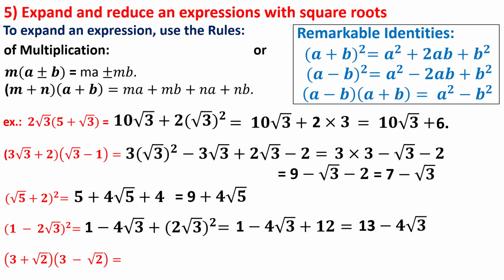In the last one, I should not apply all for all here. Please pay attention. Yes, I have two binomials multiplied together, but I have the same terms in the first and the second binomial. Between them I have plus and minus, so here I apply (A plus B) times (A minus B), which is A squared, the 3 squared, minus B squared, minus radical 2, all of it squared, so it's 9 minus 2, which is 7.